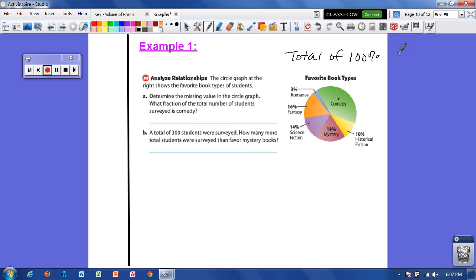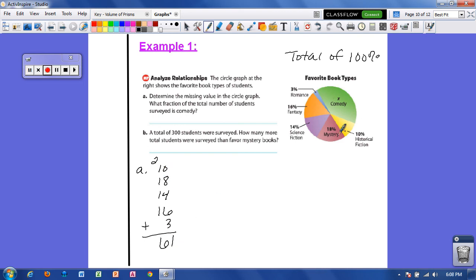So what I want to do is add all of these numbers, and then I'm going to subtract it from 100 to find what's missing. So for letter A, I am going to take 10 plus 18 plus 14 plus 16 plus 3. All right, I know 6 and 4 make 10, 8 and 3 make 11, and 10 plus 11 is 21. 4 ones make 4, plus 2 is 6.